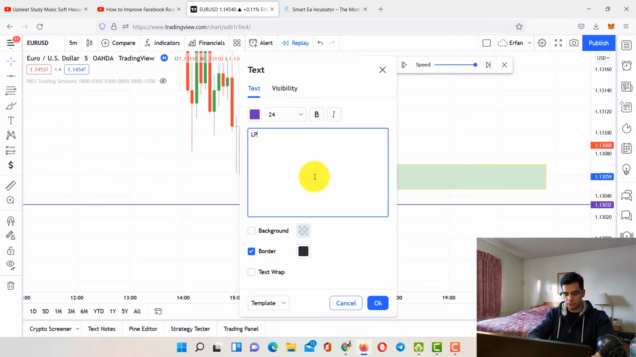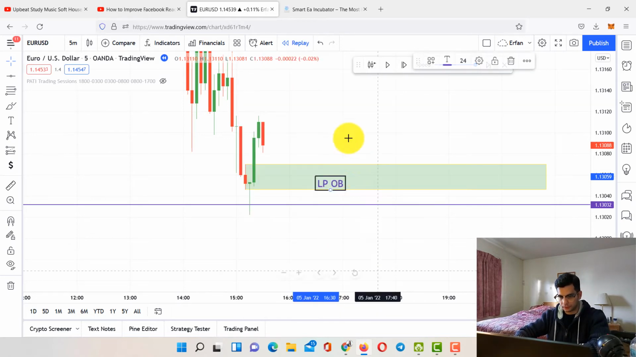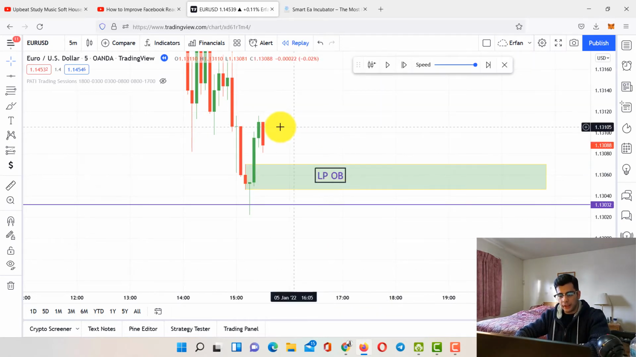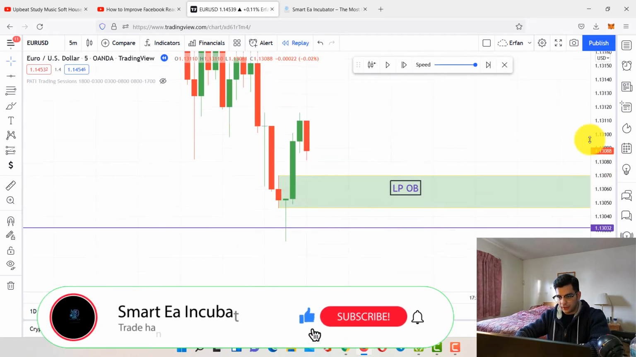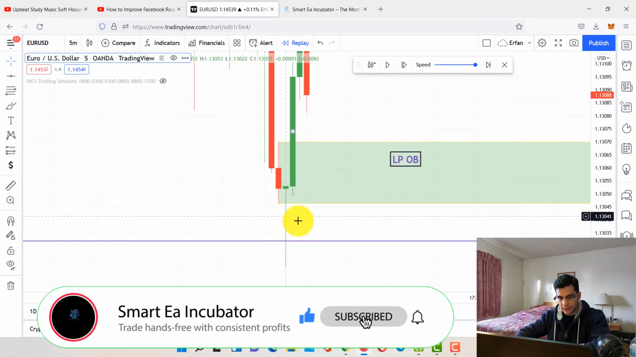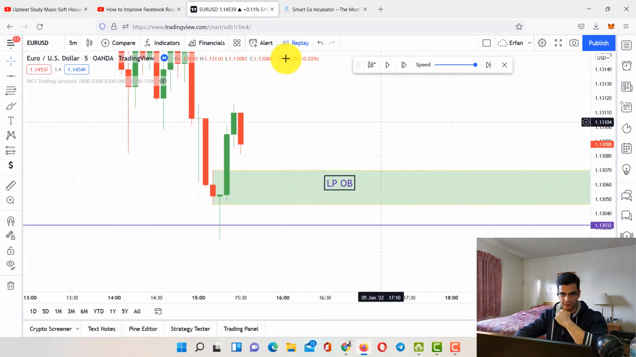Demand zone, or I would say order block. Why is it low probability? The reason is that after this red candle, we had a shadow here. See, we had a shadow which is outside of the box, and the next one opened inside the order block, which makes it invalid.